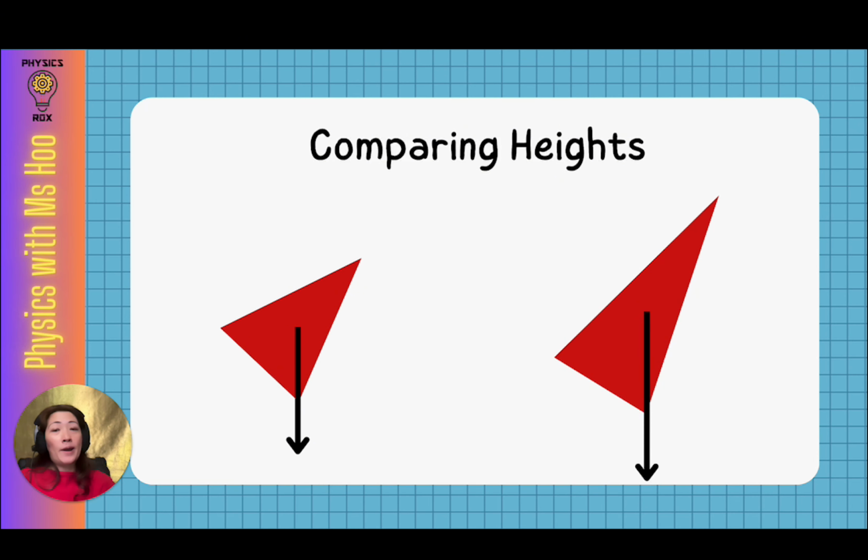Again, let's compare the angles from the horizontal position. I'm putting two lines here to represent the original horizontal positions. You can see that the angle for the shorter triangle, or rather the triangle with the shorter center of gravity, has a greater angle of tilt compared to the triangle with the taller center of gravity.